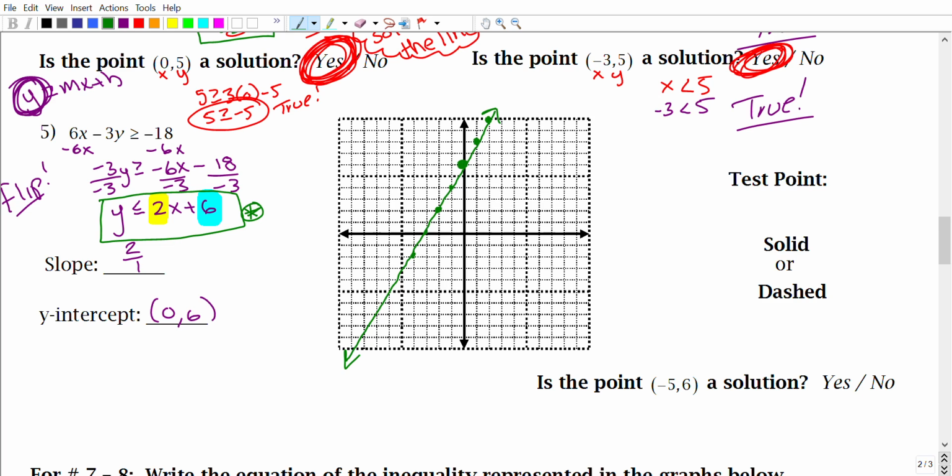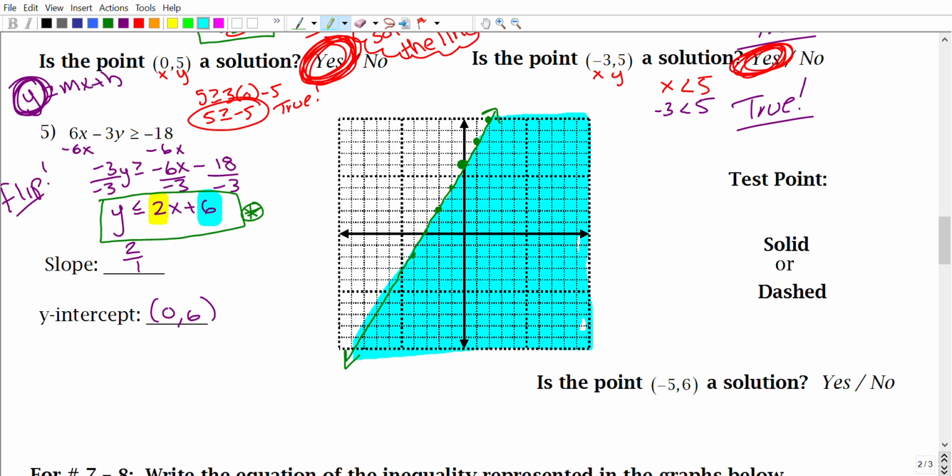Okay, so I have my solid line there. Now I just have to figure out where I'm shading, above or below. In this case, I have a less than symbol, meaning I have to shade below. Well, which way is below? That would be anything under that line. Anything under that line is a solution.